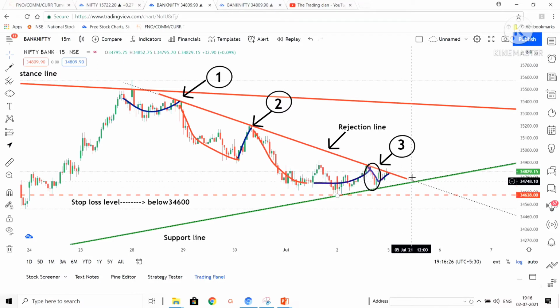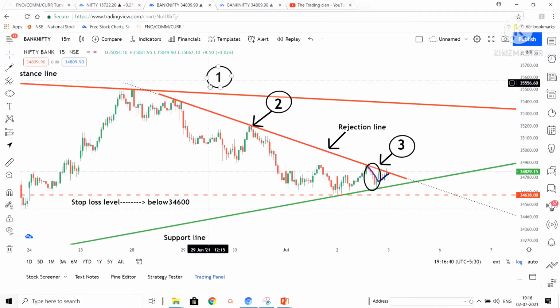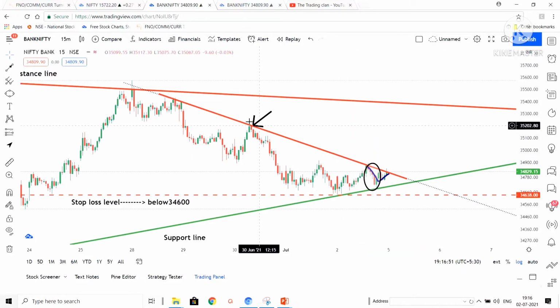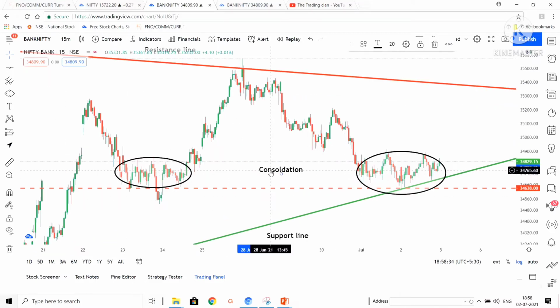See, in the first area we have a rejection whenever it touches the rejection line. In the second point also we have a rejection whenever it touches it, it's getting rejected. But in the third area, we don't see that rejection. That is a very important point. That means the rejection line is getting weaker, so it cannot pull down the market in this third place. So coming Monday, there is a high probability for this line getting breakout. So we can see the range candles on the upper side. This is also one of the reasons the market can go upside.